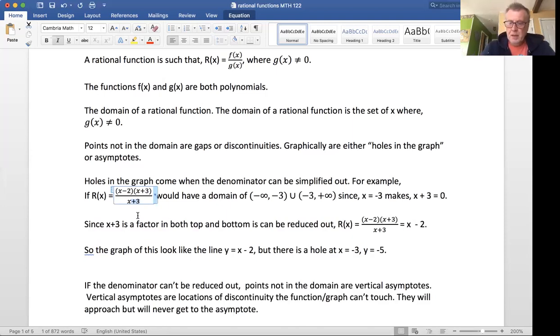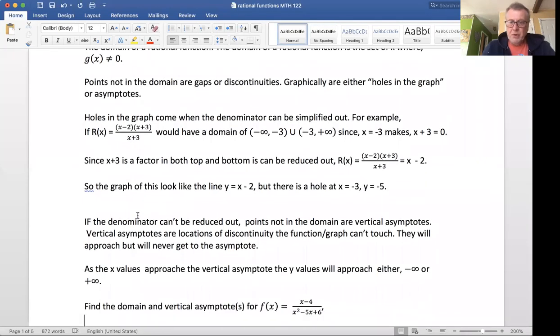Okay. Let's take a look at if the denominator cannot be factored out. If the denominator can't be factored out and reduced out, then the points not in the domain are called vertical asymptotes. A vertical asymptote is a location of discontinuity. The graph can't touch it. And as they approach the vertical asymptote, they can get as close as you can imagine without ever going over it or touching it.